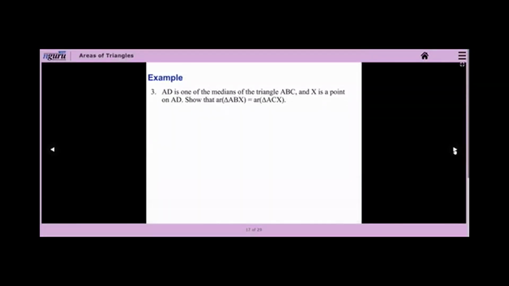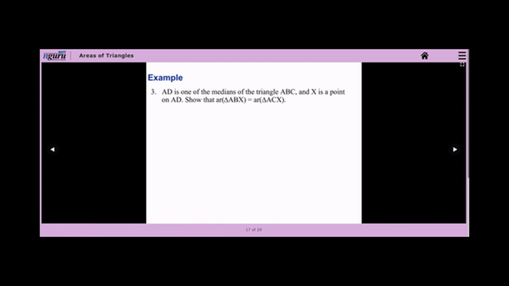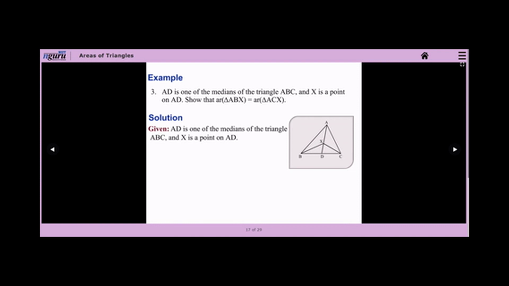In example 3, AD is one of the medians of the triangle ABC and X is a point on AD. Show that the area of the triangle ABX is equal to the area of the triangle ACX. It is given that AD is one of the medians of the triangle ABC and X is a point on AD.